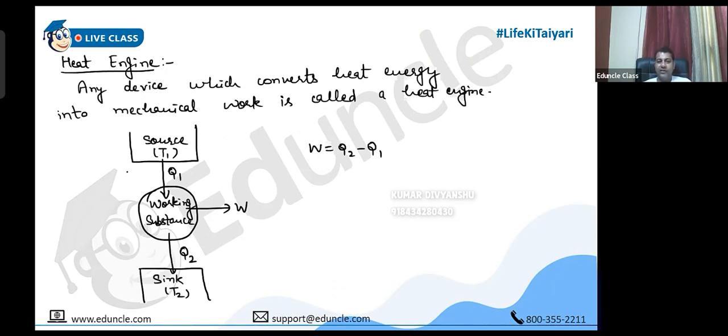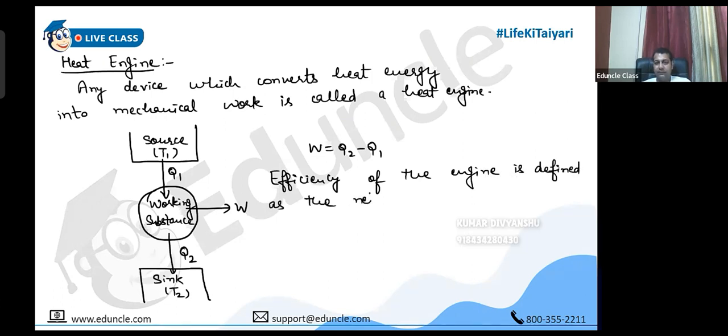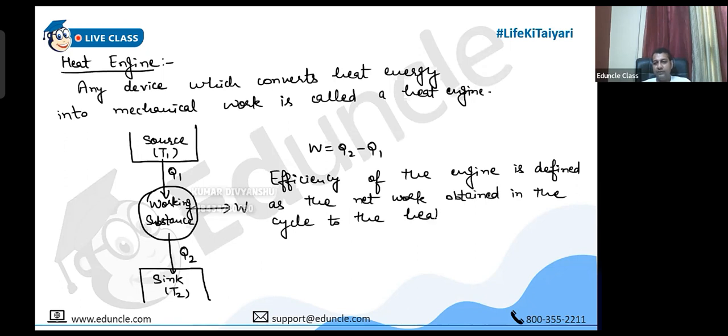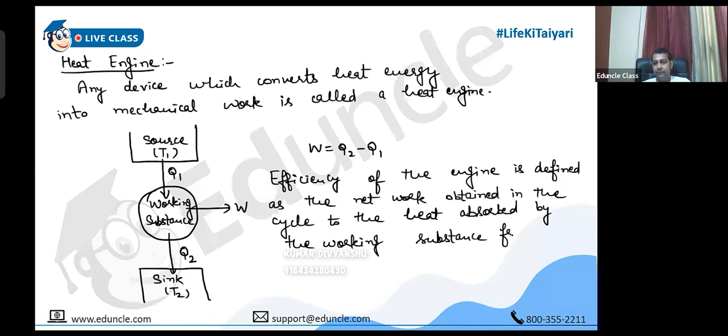Now there is a quantity which is called efficiency or thermal efficiency. So efficiency of the engine is defined as work done over heat absorbed. Simple. Okay. Means output by input. Work done is output and heat absorbed is input. So it is represented by eta, given by work done by heat absorbed. Means W by Q.